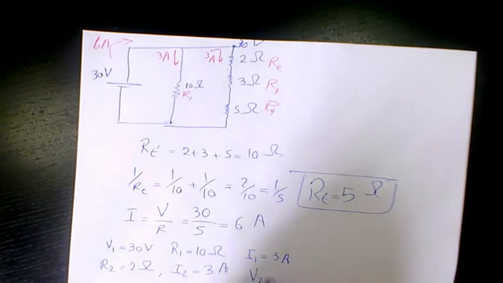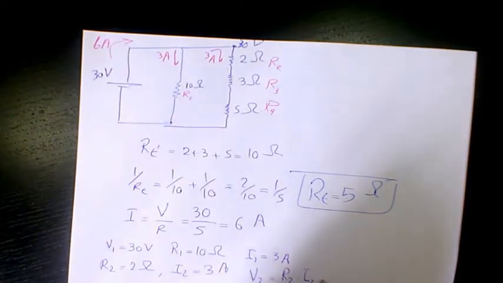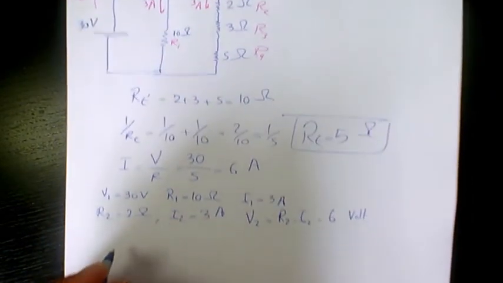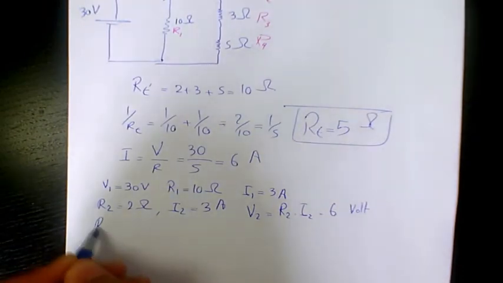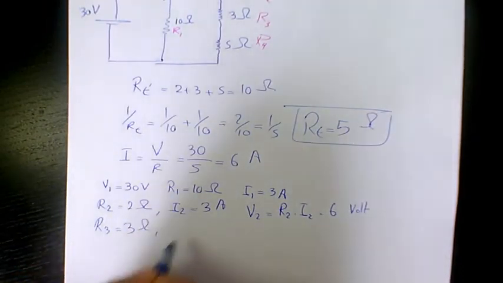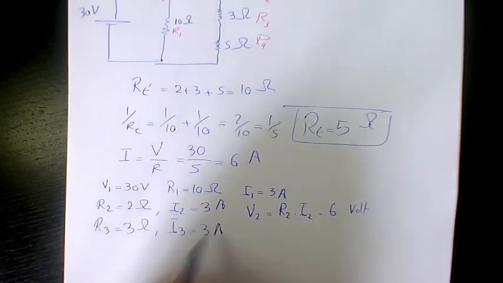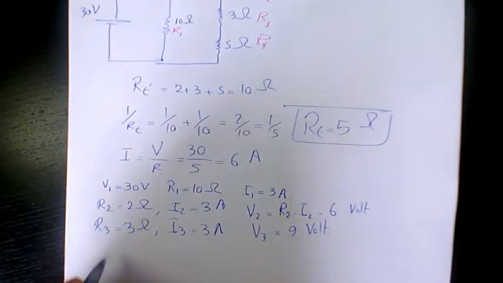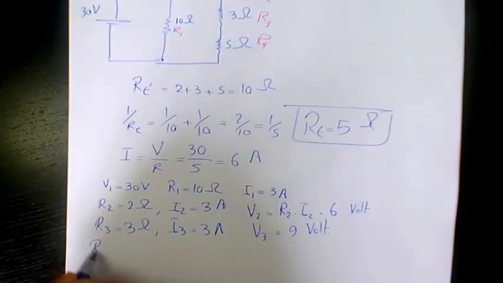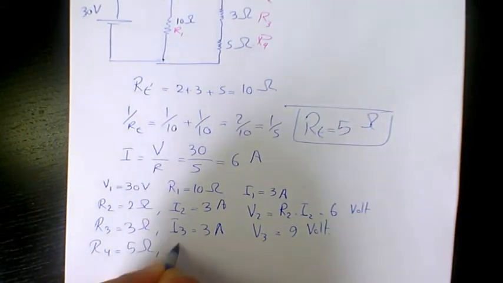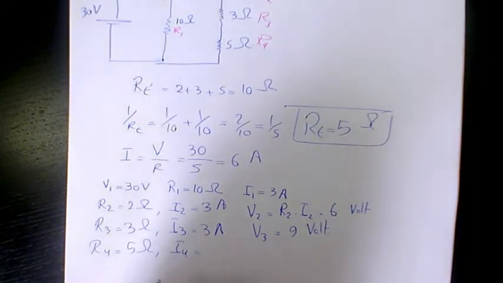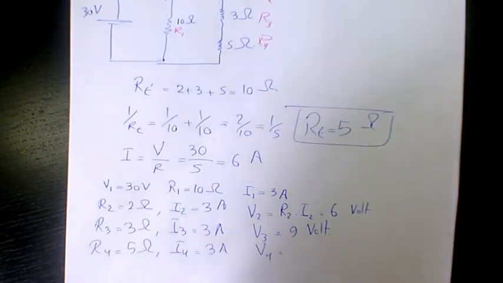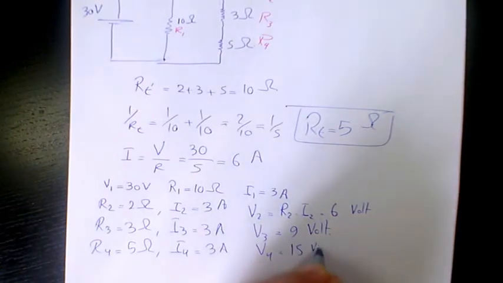So V2 is going to be R2 times I2. That's going to be 3 times 2, which is 6 volts. Next one is going to be R3, which is 3 ohm. I3 is going to be 3 amps. So V3 is going to be 3 times 3, which is 9 volts. Next one we have R4 is 5 ohm. I4 is going to be 3 amps. So V4 will be I4 times R4, 5 times 3 is going to be 15 volts.